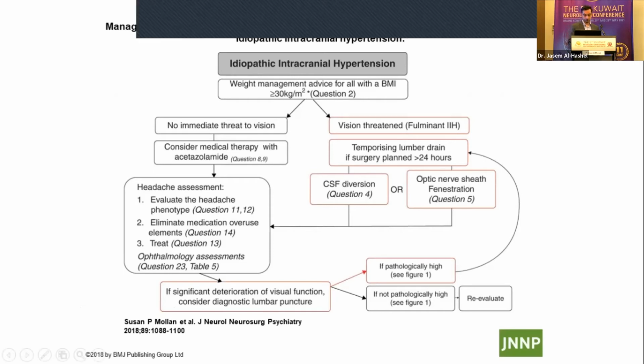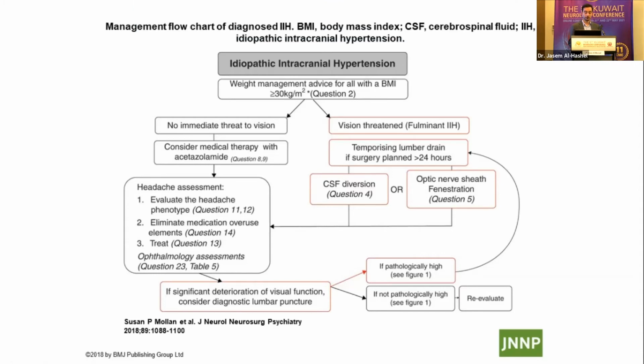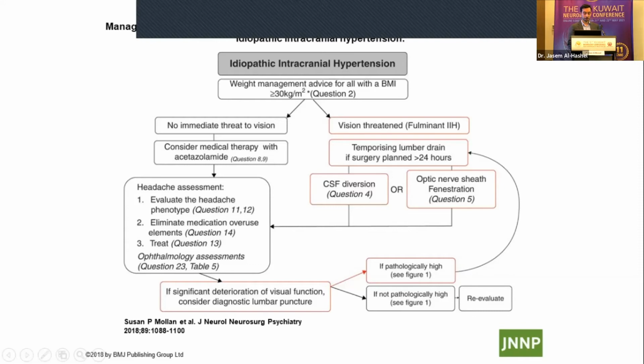This is just a way to categorize, or a table to follow. If you have a suspected case of IIH, you would usually start with weight management. And this is advised for all patients with a BMI above 30. You then assess, is the vision threatened or not? If the vision is threatened or the patient has fulminant IIH, you would go towards a more surgical approach. So you would insert a lumbar drain and then either go to CSF diversion or optic nerve sheath fenestration. If there is no immediate threat to vision, consider medical therapy with acetazolamide and evaluate the headache. As we know, acetazolamide may improve the headache, but in many patients it does not improve. So the headache may have a phenotype of migraine or tension, and you need to treat it accordingly. And you need to identify if the patient has medication overuse headache, which can be common in such patients.